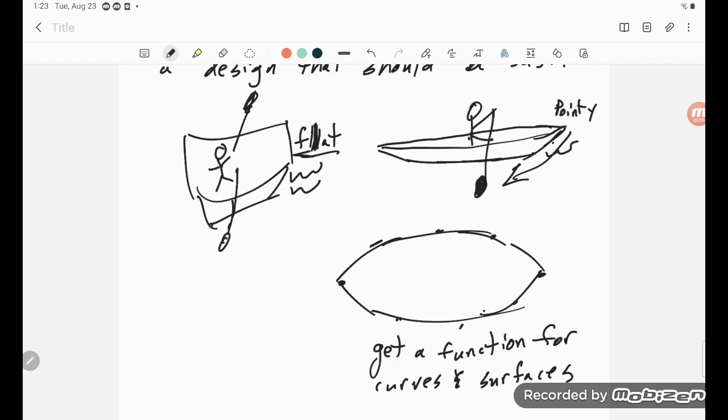Okay, so in order to do that, I picked some points that controlled the basic outline of my boat, but then to actually do the analysis, I would have to get these functions. So I'd have to connect the dots with some sort of function. And so that is the interpolation part.